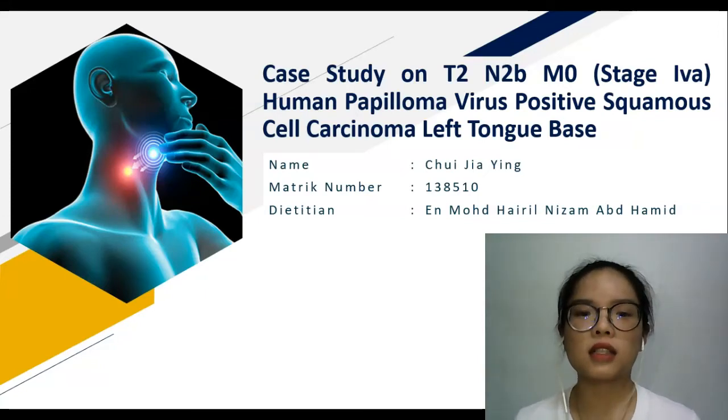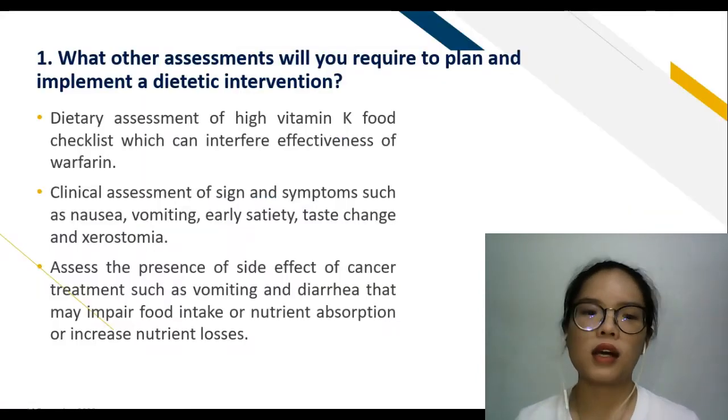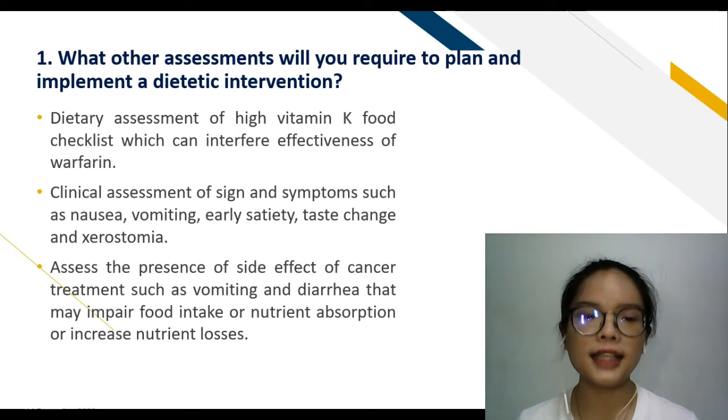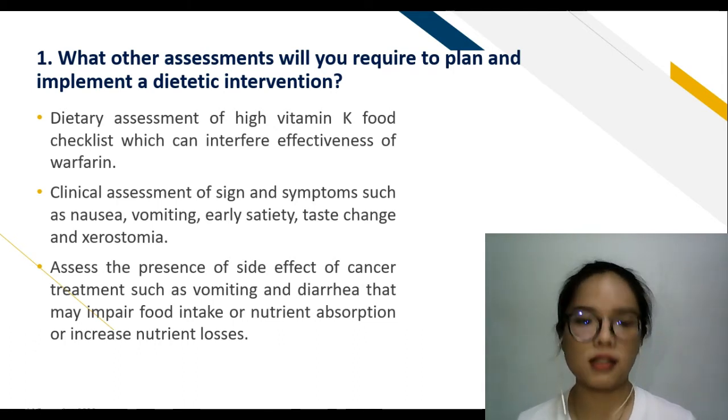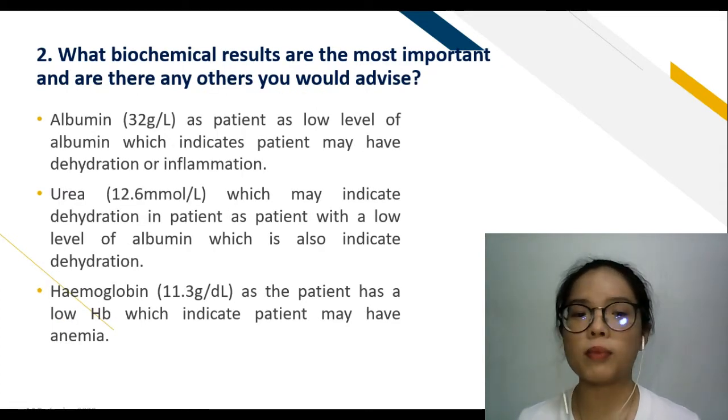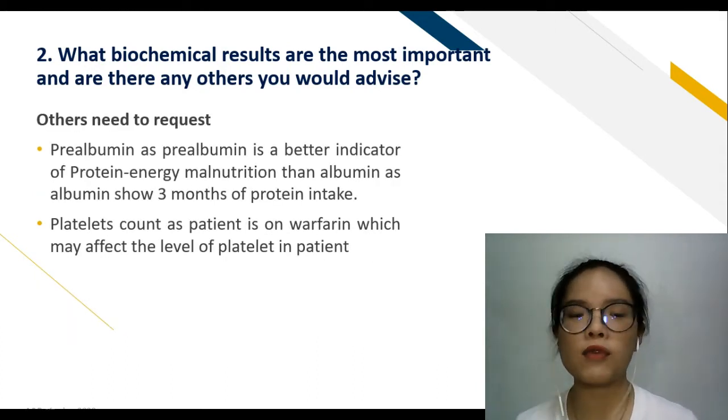I would like to present on a case study given today. The assessments that I think are required to plan and implement a dietary intervention are the high vitamin K food checklist and the clinical assessment of signs and symptoms such as nausea, vomiting, early satiety, taste change, and xerostomia, and also to assess the presence of side effects of the cancer treatment that may impair food intake and increase nutrient loss. The biochemical results that I think are most important are albumin, urea, and hemoglobin, and other biochemical assessments that I would advise requesting are prealbumin and platelet counts.